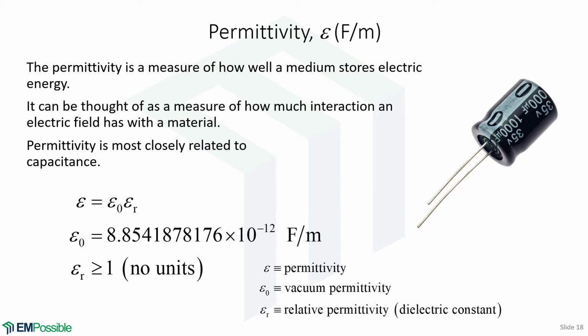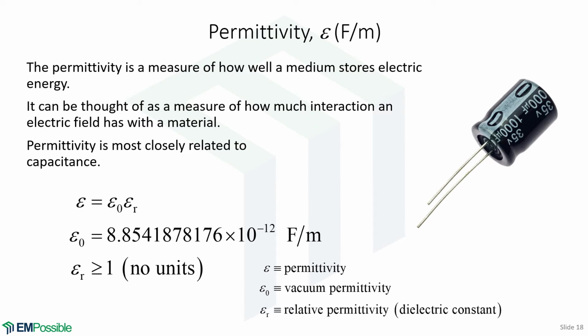Permittivity. Permittivity is a measure of how well a medium stores electric energy. Notice I called it a medium and not a material. And this is because the vacuum of space also has the ability to store electric energy, and that's in the field itself. So I'm calling it a medium.